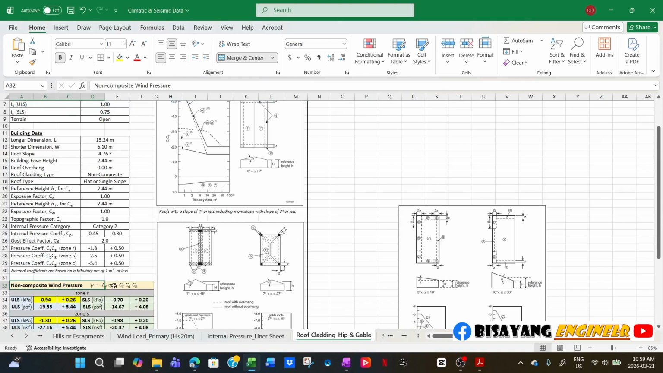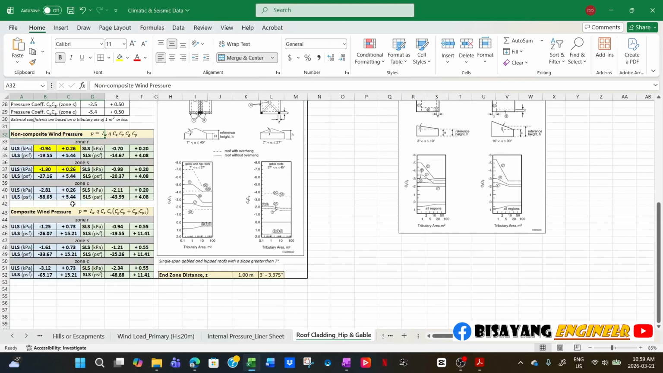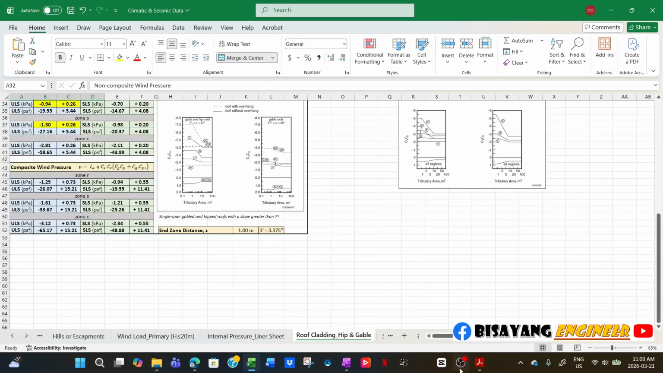So that is not composite action to your cladding. So you have to consider this one. You have to add the CG, CP, and the CGI, CP. But make sure that you are not adding the positive to positive, and then adding the negative and negative, because that's completely the opposite.